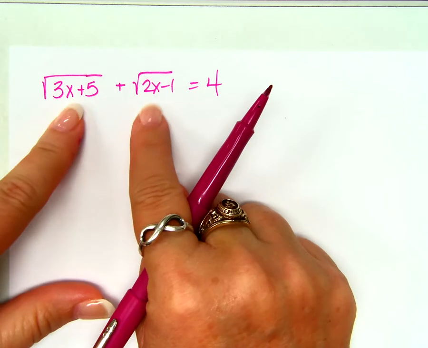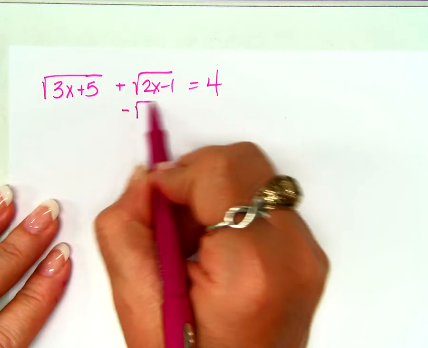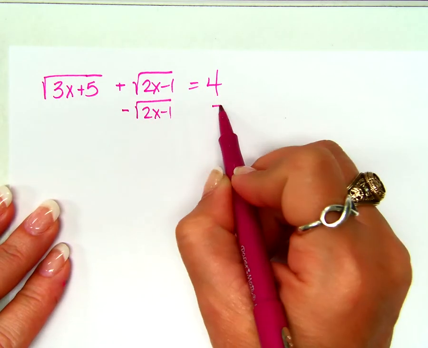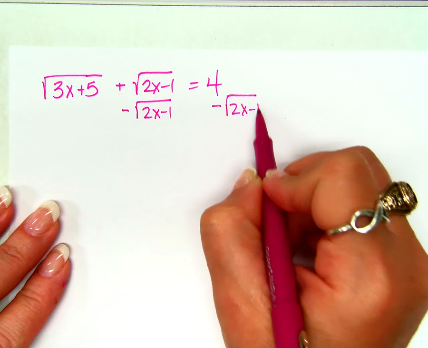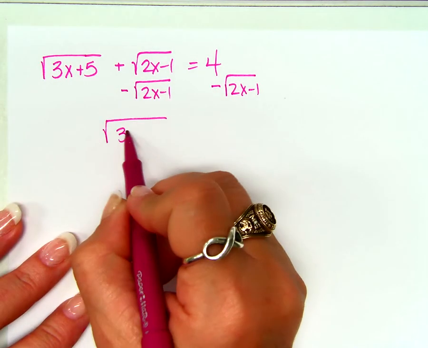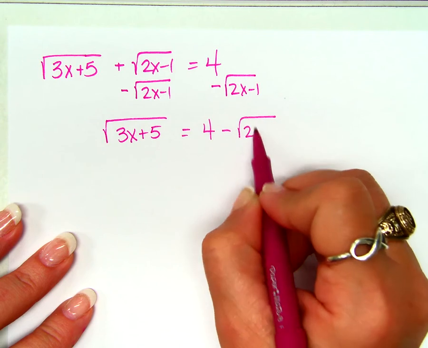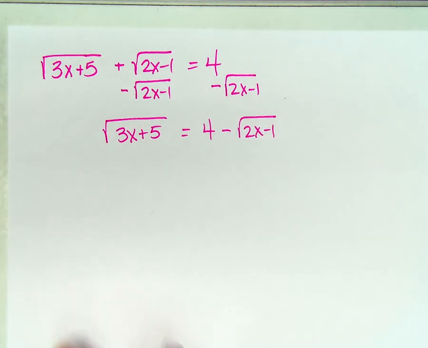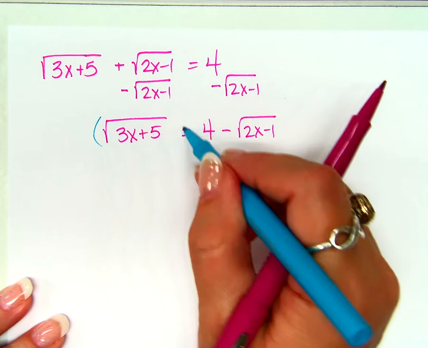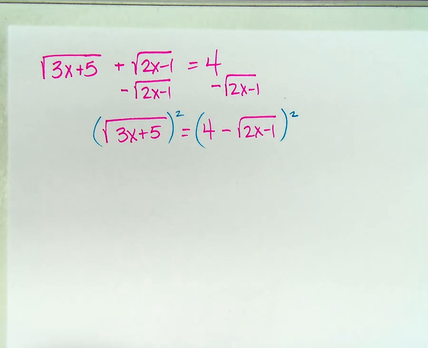Well, the problem in this is that there's 2 square roots, right? So I just need to get rid of one of them. And when I say get rid of, I just mean move it to the other side for now. So that I have the square root of 3x plus 5. And then I have 4 minus the square root of 2x minus 1. And this is where you have to be real careful, because I'm squaring that whole side, right?